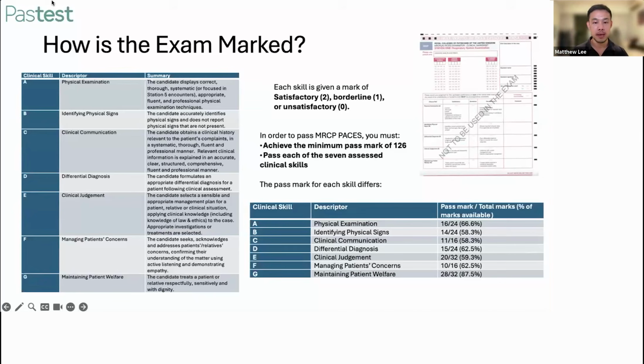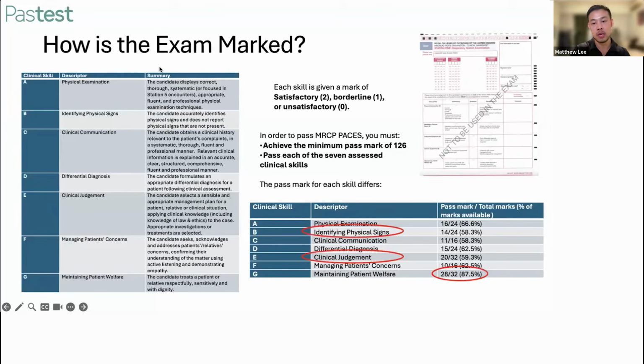There are 2 criteria for passing the exam. The first is to achieve the total score of 126. And that's just a summation of the clinical skills. And you can see the totals in the bottom right section. And then the second thing is that you have to pass each of the individual 7 assessed skills. What that means is that you have to be able to meet a certain threshold for each clinical skill, whether that's your confidence in examination, whether that's your clinical communication or clinical signs and managing patient concerns.